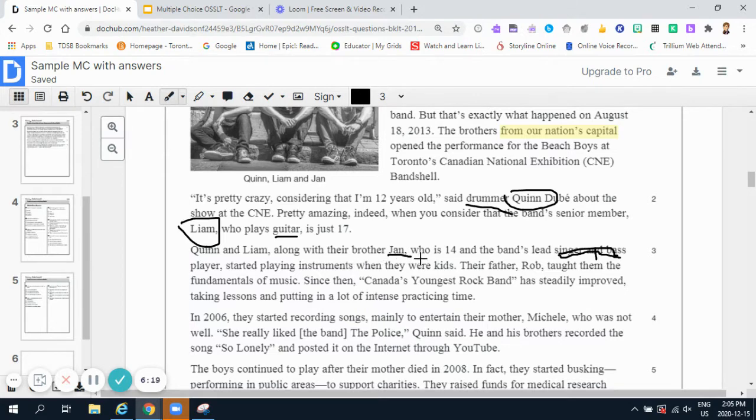So they started playing instruments when they were kids. Their father, Rob, taught them the fundamentals of music. Since then, Canada's youngest rock band has steadily improved. So I'm going to just underline that. That's kind of interesting. Taking lessons and putting a lot of intense practicing time in.